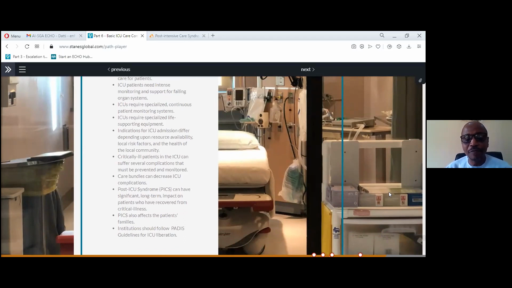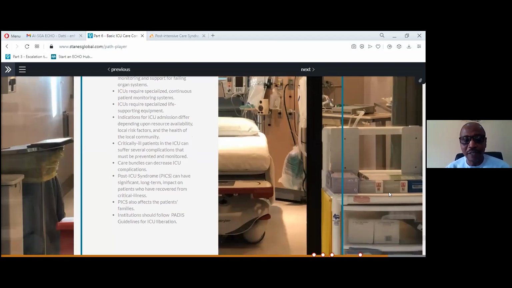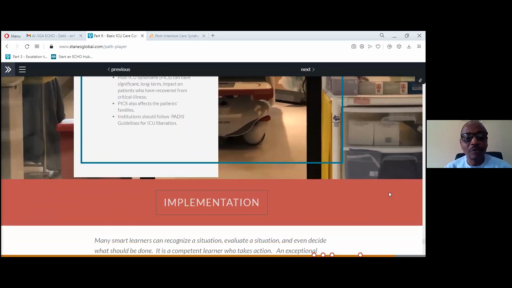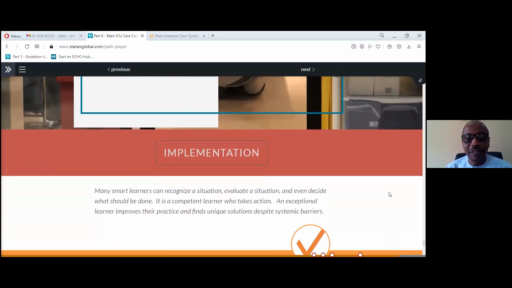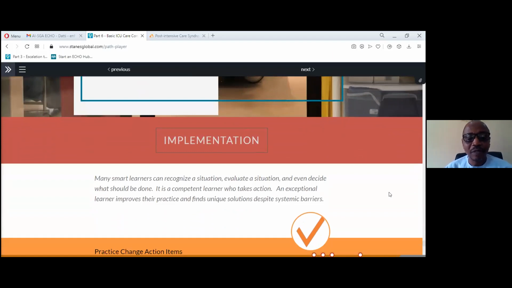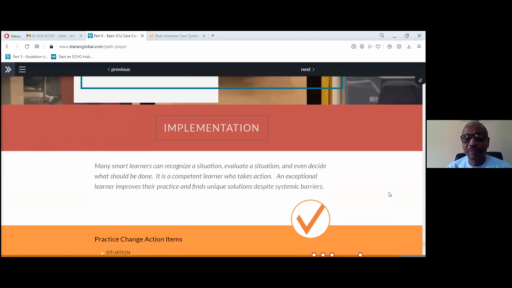Now, institutions should follow the guidelines for ICU liberation as well. And then the implementation. This is a code that many smart learners can recognize a situation, evaluate a situation, and even decide what should be done. It is a competent learner who takes action. An exceptional learner improves their practice and finds unique solutions despite systemic barriers. So let's scroll down, please.